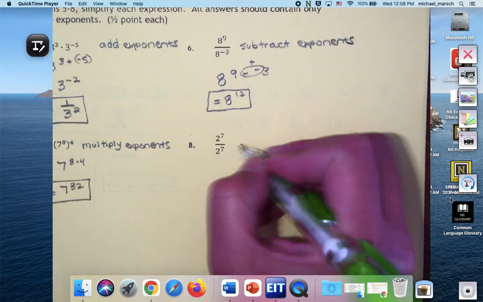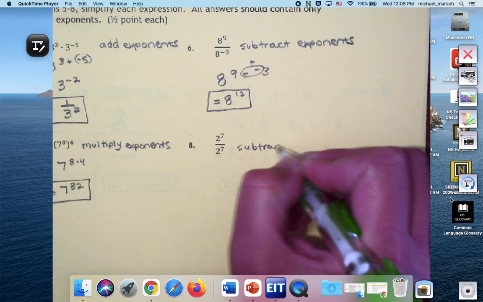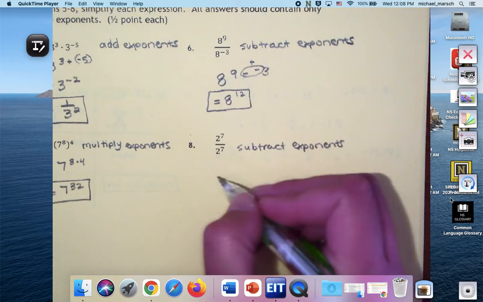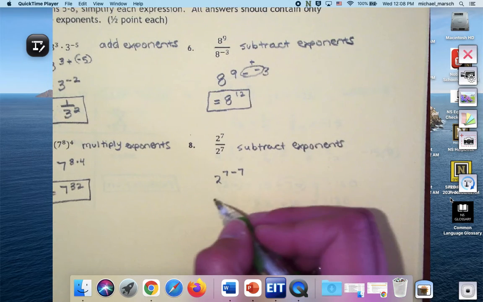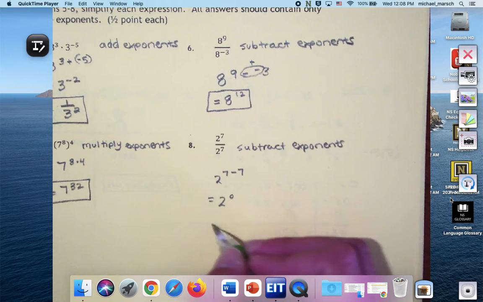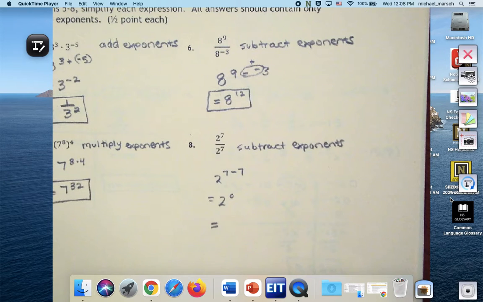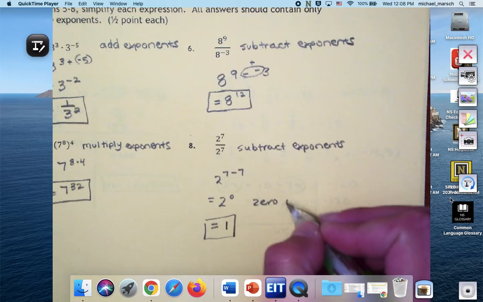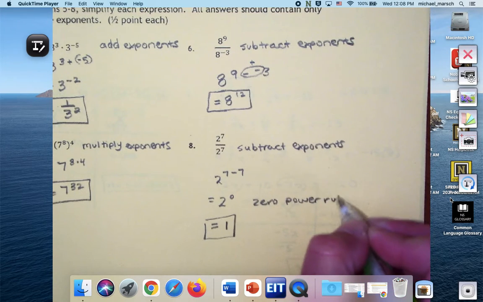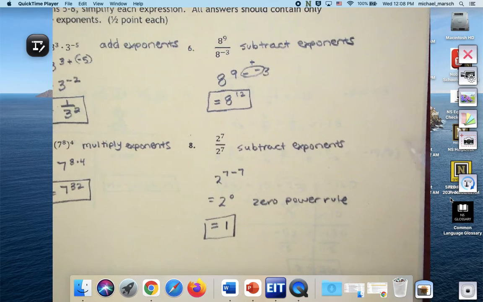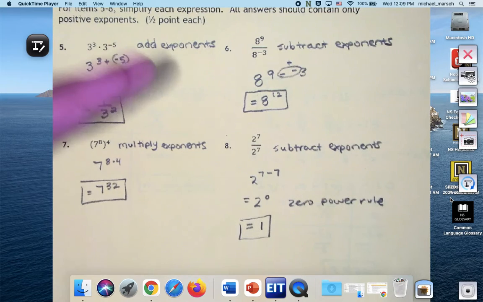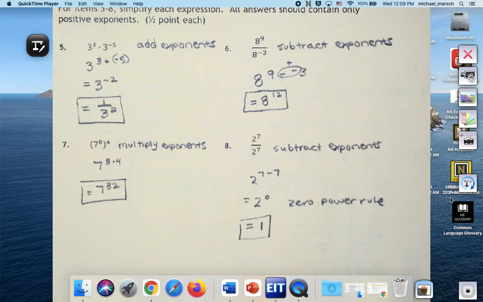All right, and then I'm going to subtract these again. 2 to the 7 minus 7. What is 7 minus 7? 0. Anything to the 0 power equals? 1. Come on, guys. 0 power rule. Look at all the exponent information I got into those 4 small little problems. We've got adding, multiplying, subtracting, negative, and the 0 power. You're welcome.